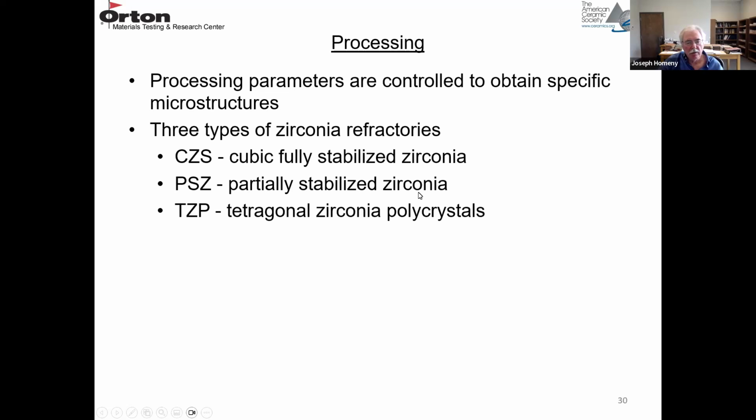PSZ is partially stabilized zirconia. So you don't add enough of the stabilizer to completely get it in cubic form. And then TZP, you have very minor amounts of the stabilizer. So you're making a material that's going to be entirely in the tetragonal zirconia phase. So these are all polycrystalline materials.